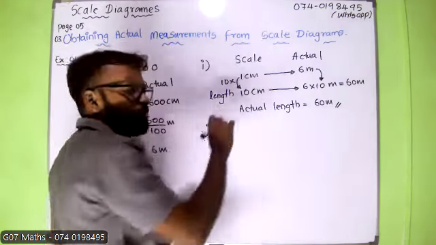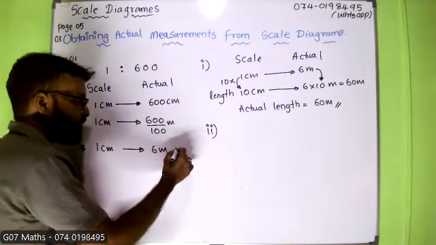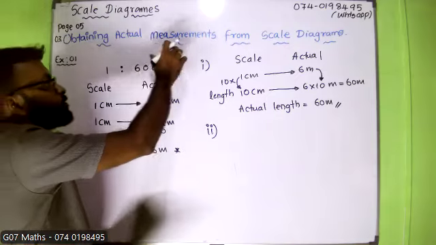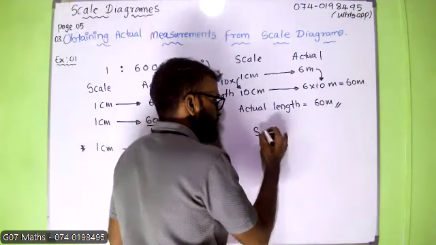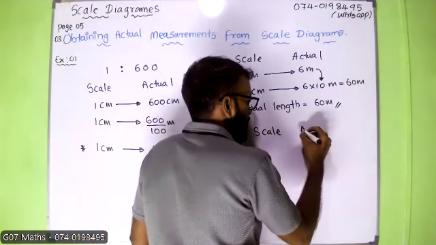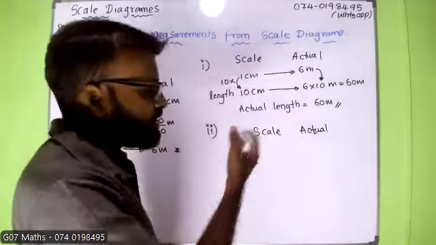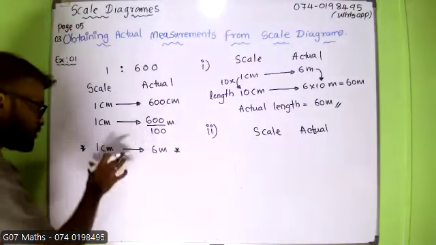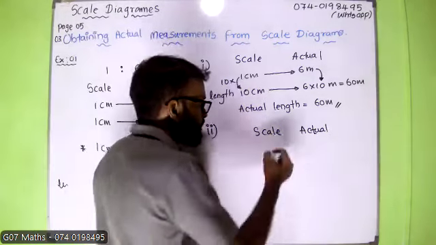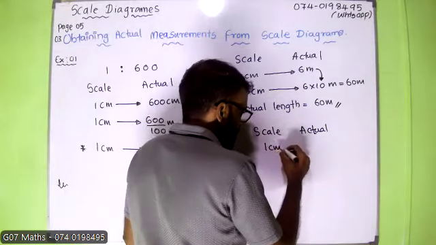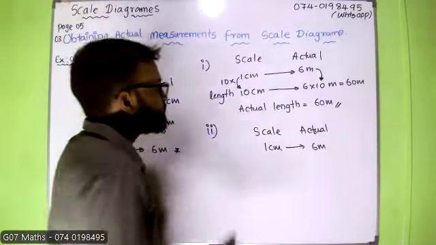So again, I am going to write down my scale length. This is the important thing that you need to remember when you are obtaining the actual measurements from the scale diagrams. I am going to write the same thing, scale and actual. Actually no need to write these things, by using this one you can directly get length and breadth. I will get back to that later. So my scale is 1 centimeter to an actual length of 6 meters. That is what we have obtained here.